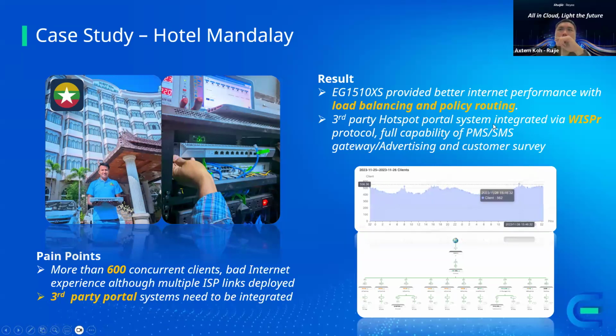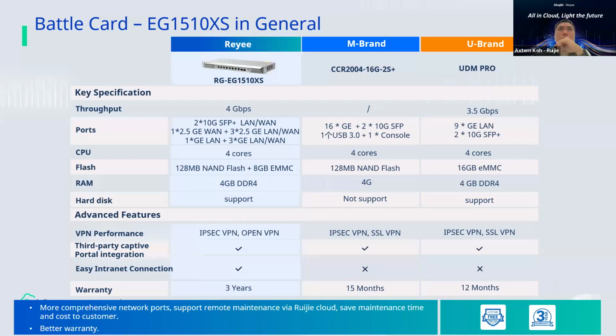To advertise, this customer survey was using our Whisper protocol. And this is a comparison table we just want to share with you. In the market, there are brands like MikroTik and UPNT, similar models, and we are going to share the comparisons. Here you can see we are quite open, especially on warranty. We give 3 years one-to-one replacement, compared with the others who have just 1 year or 1.5 years.